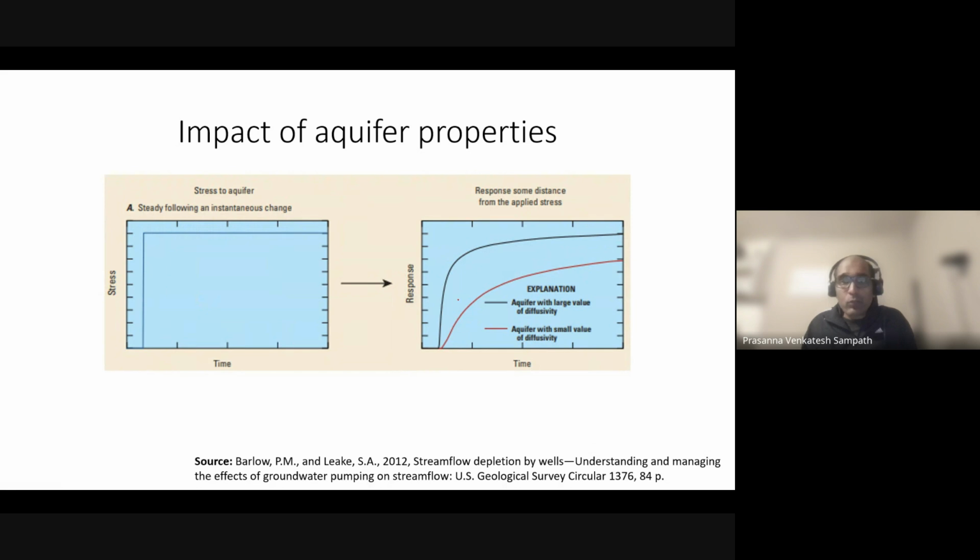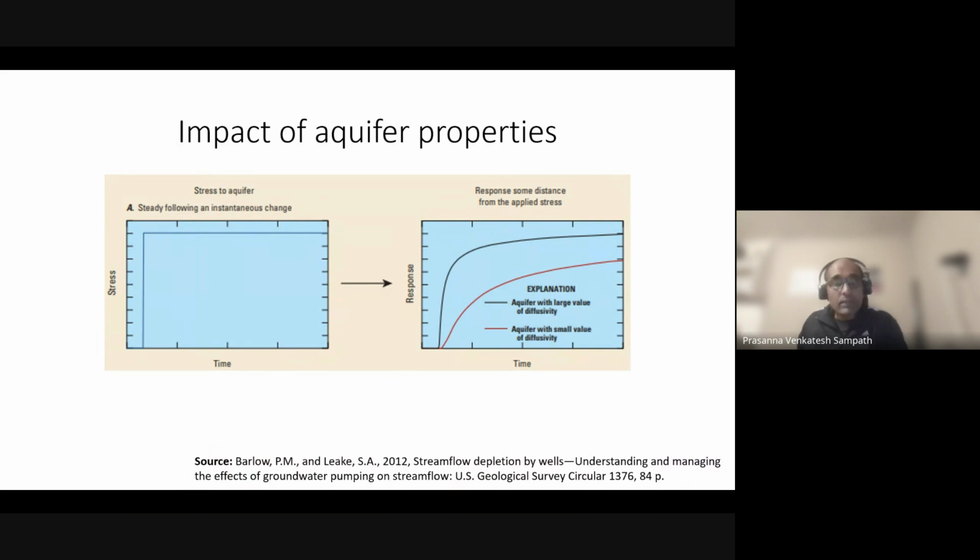So here I have two curves. Everything else remains the same. The black curve corresponds to an aquifer with a large value of diffusivity, and the red curve corresponds to an aquifer with a relatively smaller value of diffusivity. So what is shown is the response at some distance from the pumping well, how fast the response will be, qualitatively, given a large value of diffusivity and a smaller value of diffusivity, right?